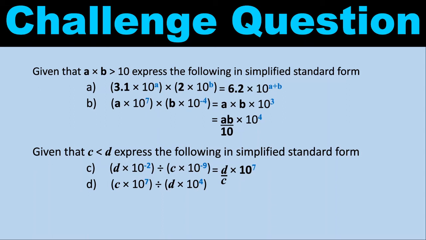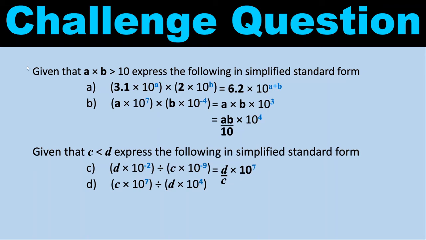Knowing that D is greater than C, this is a top-heavy fraction. That means if I work this out as a decimal, I would have some answer greater than 1. It would not be 0 point something. So that means that this is already correct standard form.